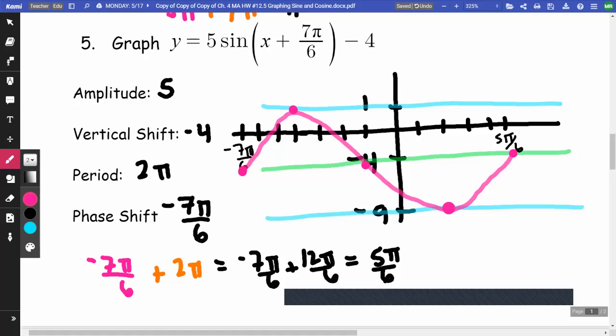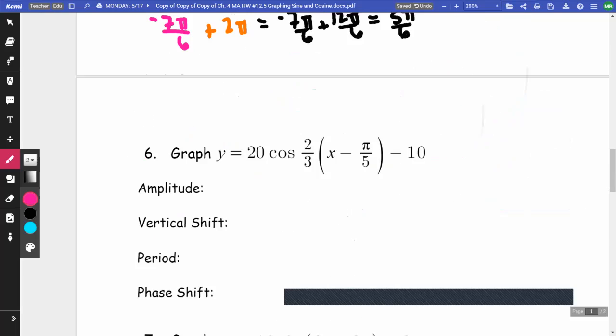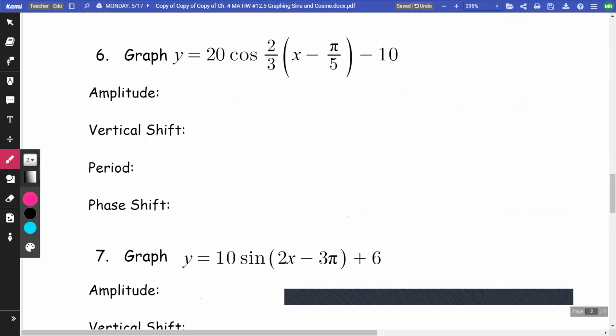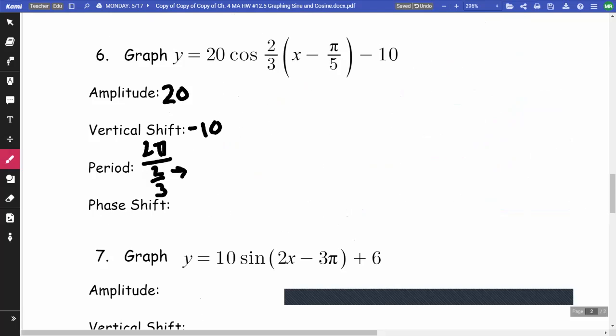Okay, now let's try the ones on the back side. Okay, so this one's a little bit more complicated. So on this, amplitude is 20. Vertical shift is -10. Period is going to be 2 pi over 2/3. So that's 2 pi times 3 over 2, which is going to be 3 pi. That's going to be my period. And the phase shift is pi fifths.